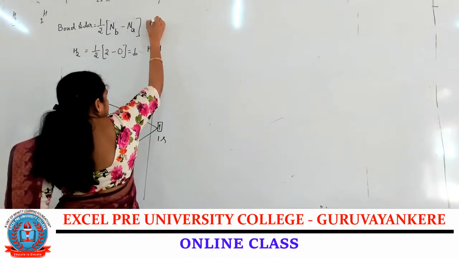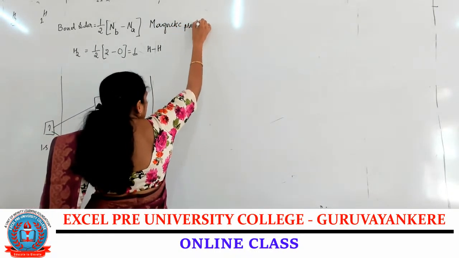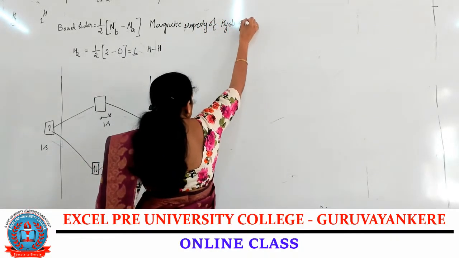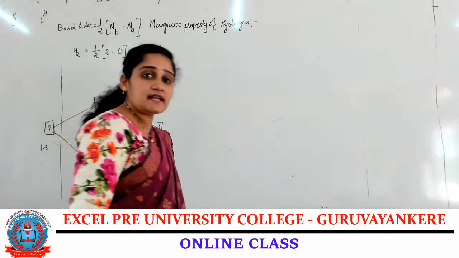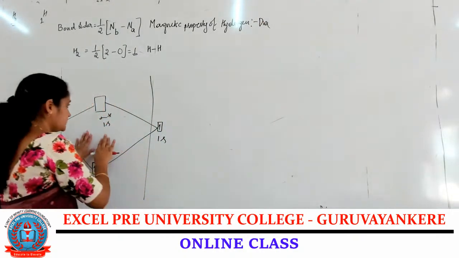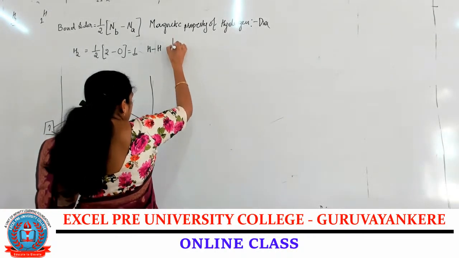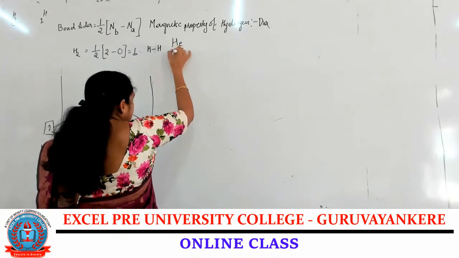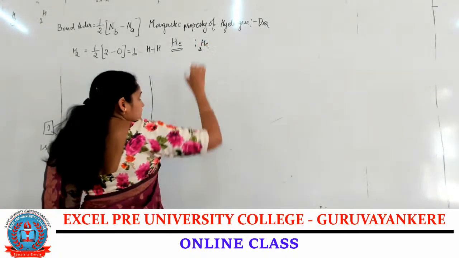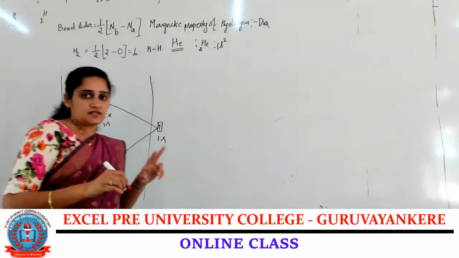And if you write the magnetic property, hydrogen is diamagnetic because there is no unpaired electron present in the molecular orbital. Next, after the hydrogen you have to write it for the helium atom. Atomic number of the helium is 2. That is 1s2. 2 electrons in the 1s orbital.